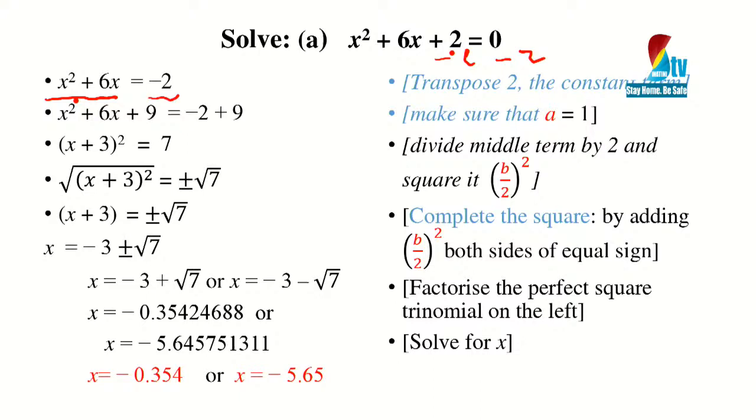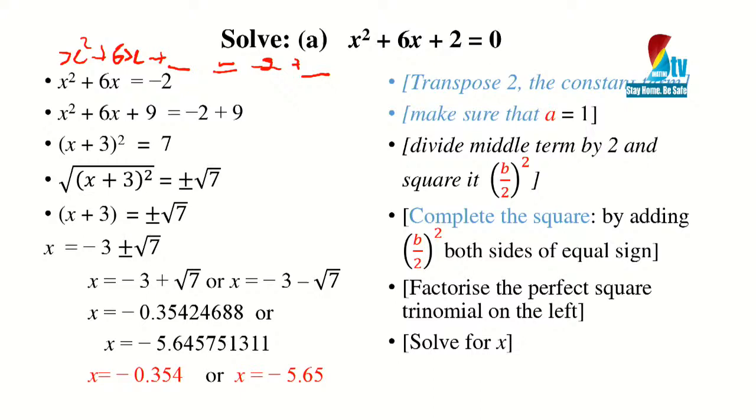Now we are going to complete the square on the left hand side. So we have x squared plus 6x, then we add a number, equals negative 2 plus another number. To complete the square on the left hand side, we have to add a number so that the left hand side becomes a perfect square trinomial. So how do we find the number?